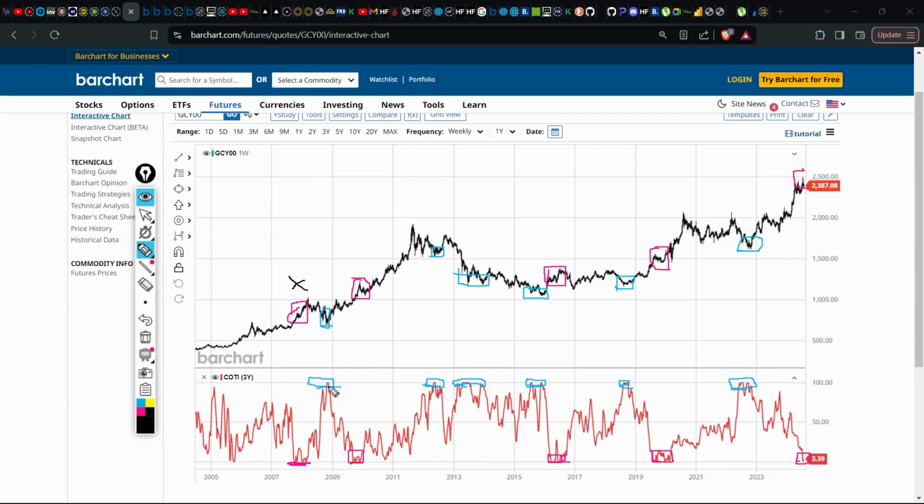Then we go to 2008. This was supposed to mean price is extremely bullish at that level, and you can see it did coincide perfectly with the market bottom. So this one, give it a tick.